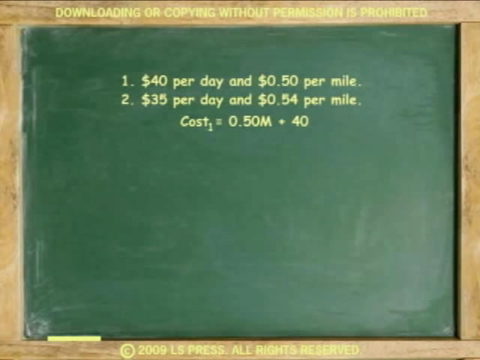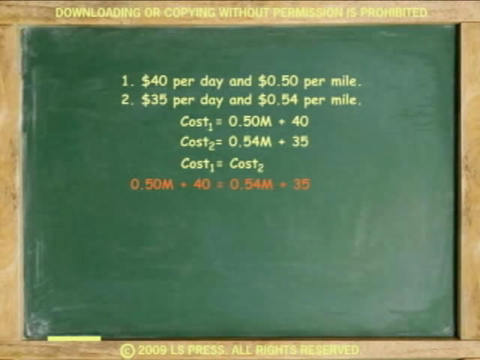Alternative 1, 50 cents per mile plus $40 per day. Cost equals 0.50m plus 40, where m is miles. Alternative 2, 54 cents per mile plus $35 per day. Cost equals 0.54m plus 35. Remember y equals y in section 5.2? In here, we make it cost equals cost. When costs are equal, what is the value of m?